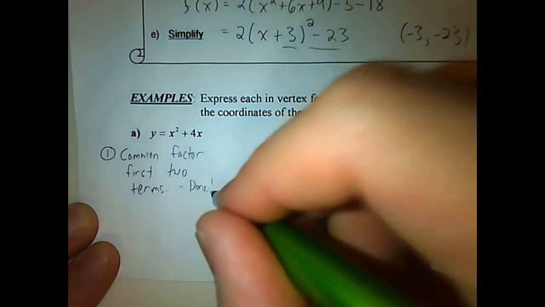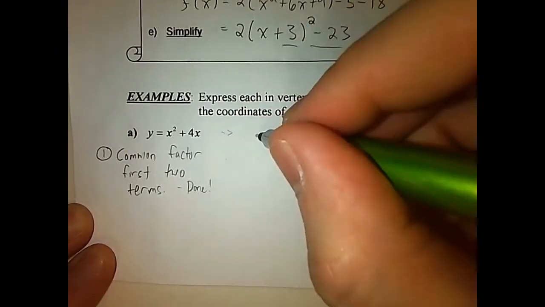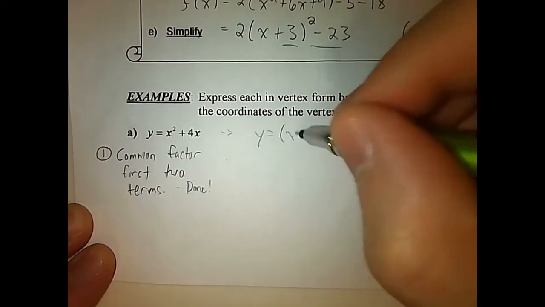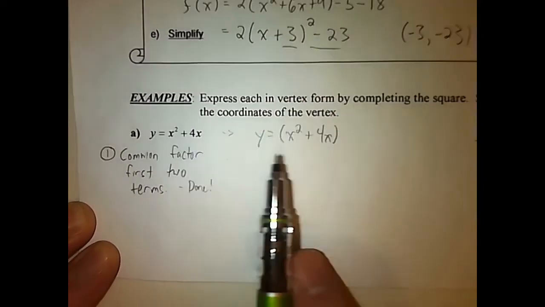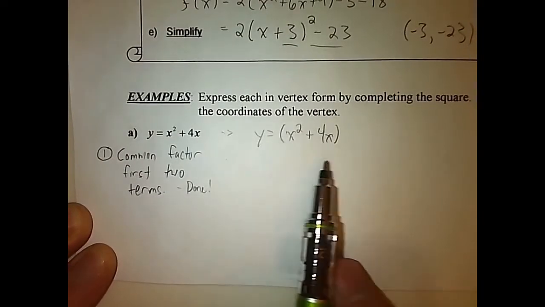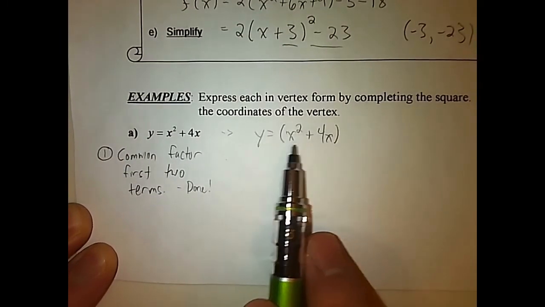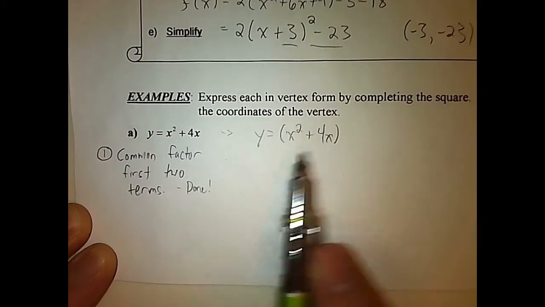And luckily in this question it's already done for us. We're going to have y is equal to x squared plus 4x. I'm still going to put it in the brackets though. I still want to do that because I still want to do my steps inside of the brackets. So y is equal to x squared plus 4x inside of these brackets.